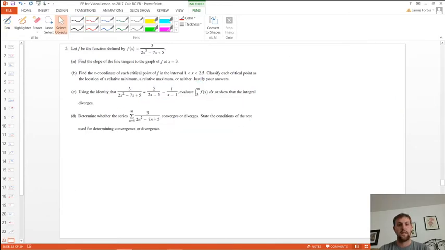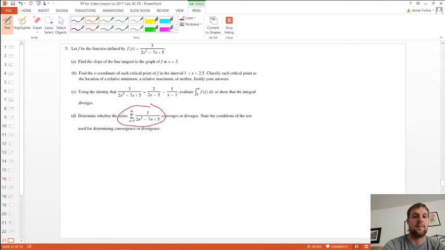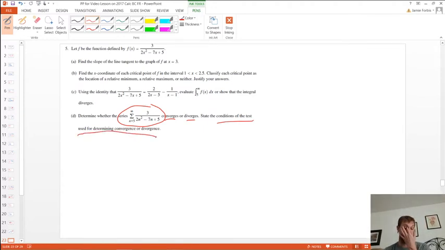And then this last one here, I guess, is not required for you to know. It's using something that's not in our curriculum anymore, but I still think it's something we did learn optionally, so hopefully we kind of remember it. It says determine whether the series converges. So we're using the function and now we're creating it as a series. I'm asking, does this series converge or diverge? And state the conditions of the test used for determining convergence or divergence.